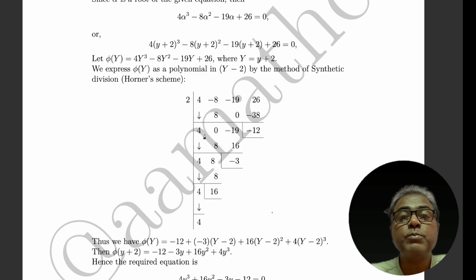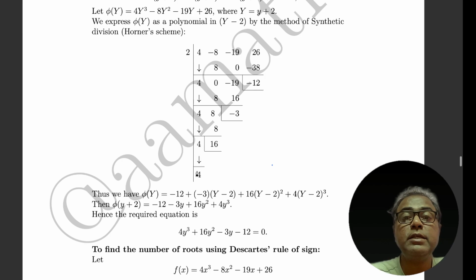Next, this 4 is 4 the same, and 4 into 2 is 8. Put here 0 plus 8, 8. 2 into 8 is 16, and add this minus 19 plus 16, this is minus 3, and this is the residue in dividing by this polynomial y minus 2. Separate this residue here. Next, 4 is 4 here, 4 into 2 is 8, 8 plus 8 is 16. Separate this residue in this stage, and lastly 4.